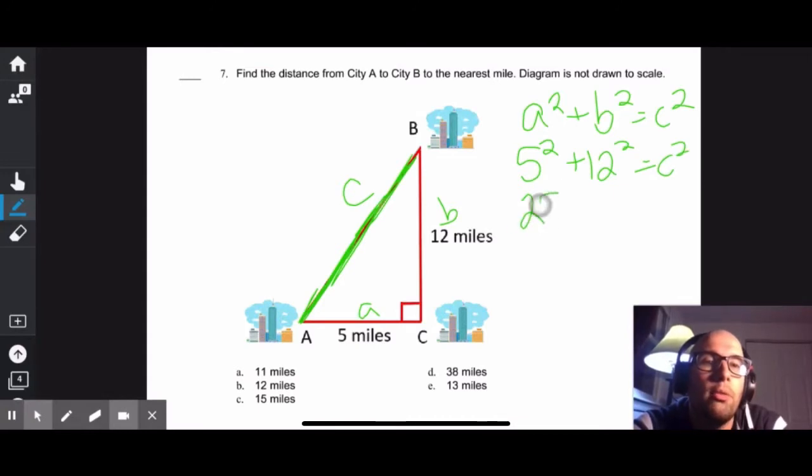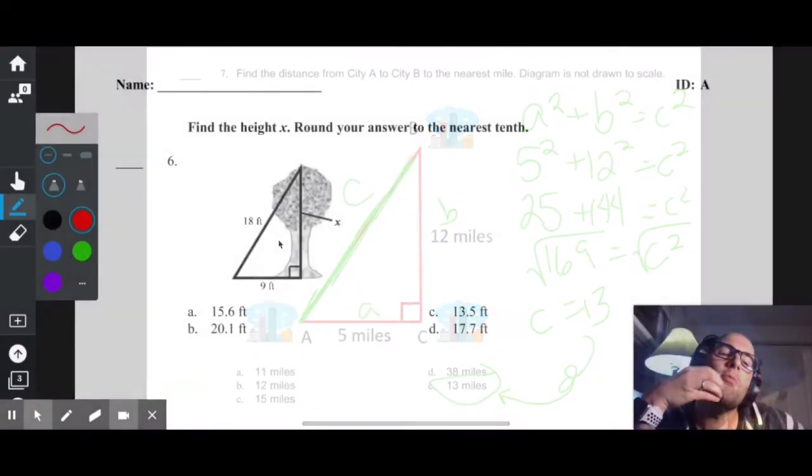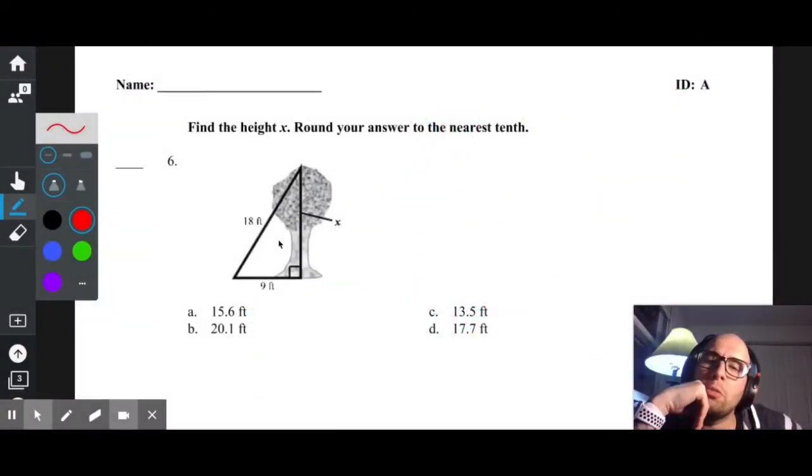5 squared is 25. 12 squared is 144. C squared is C squared. 25 plus 144 is 169 equals C squared. Square root both sides. And C is 13. Easy.